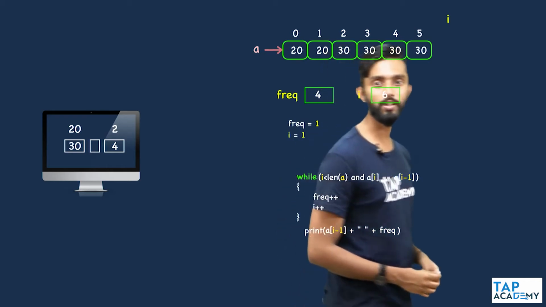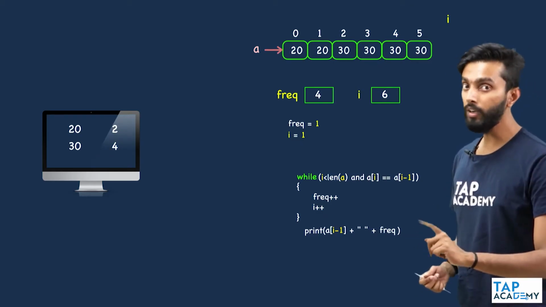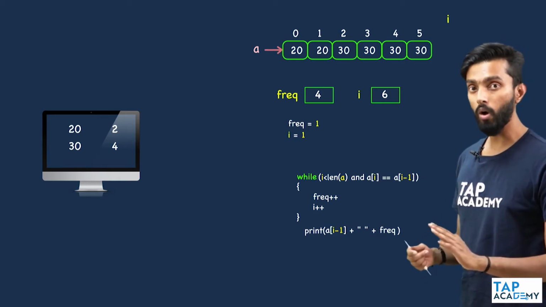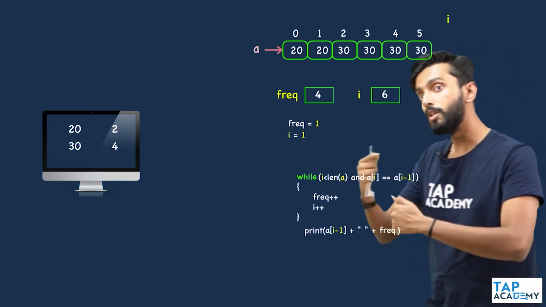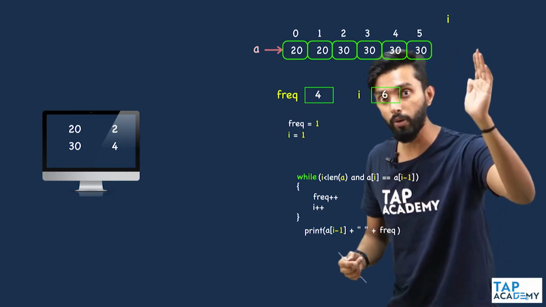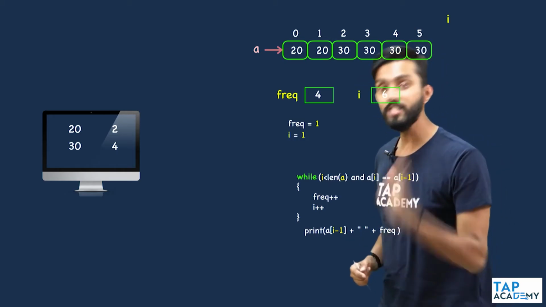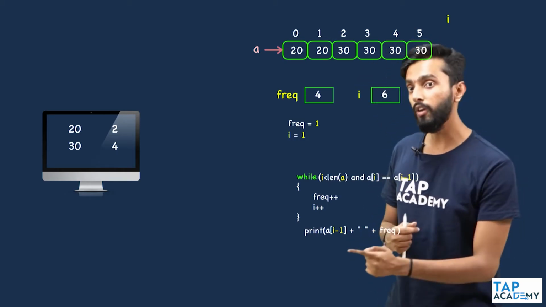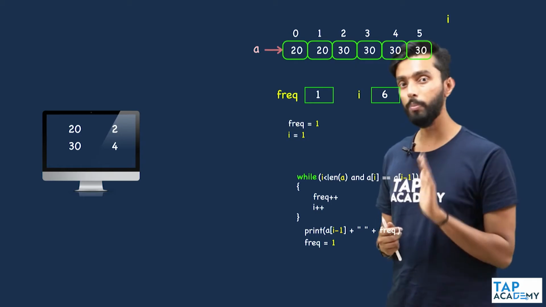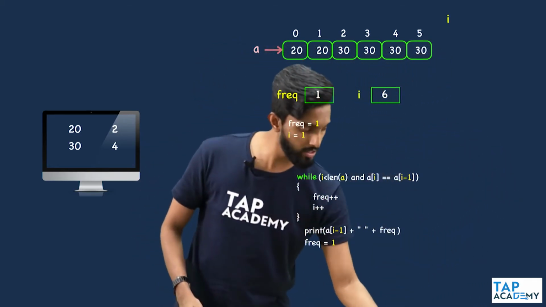Any confusion till this point of time? I hope all of you have been able to understand. Great. Now you printed the element and printed the frequency. Now, don't you think you must reset the value of frequency? Because now you are finding the new element's frequency. So, not only should you print, you must reset the value of frequency. Frequency equal to 1. I hope you are able to think.